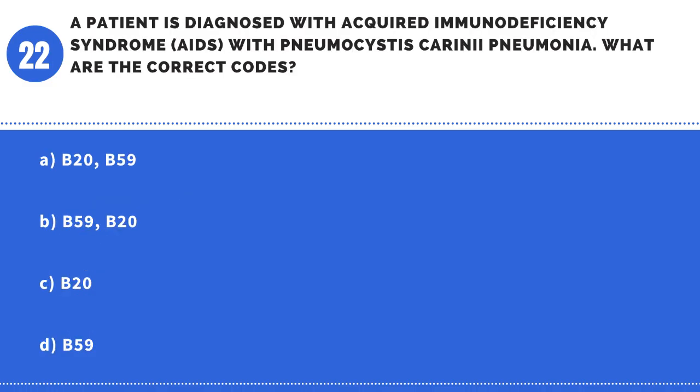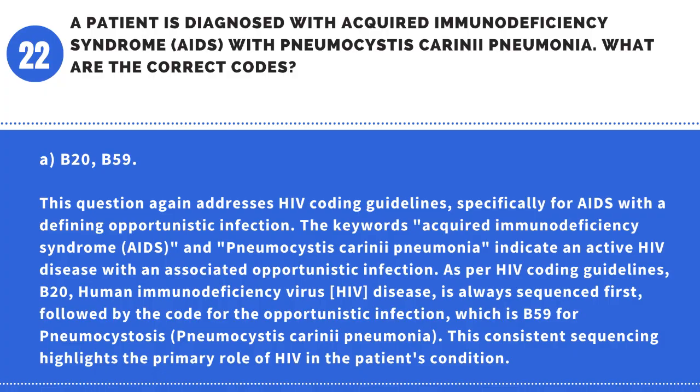Question 22. A patient is diagnosed with acquired immunodeficiency syndrome, AIDS, with pneumocystis carinii pneumonia. What are the correct codes? A. B20, B59. B. B59, B20. C. B20. D. B59. Answer A. B20, B59. This question again addresses HIV coding guidelines, specifically for AIDS with a defining opportunistic infection.